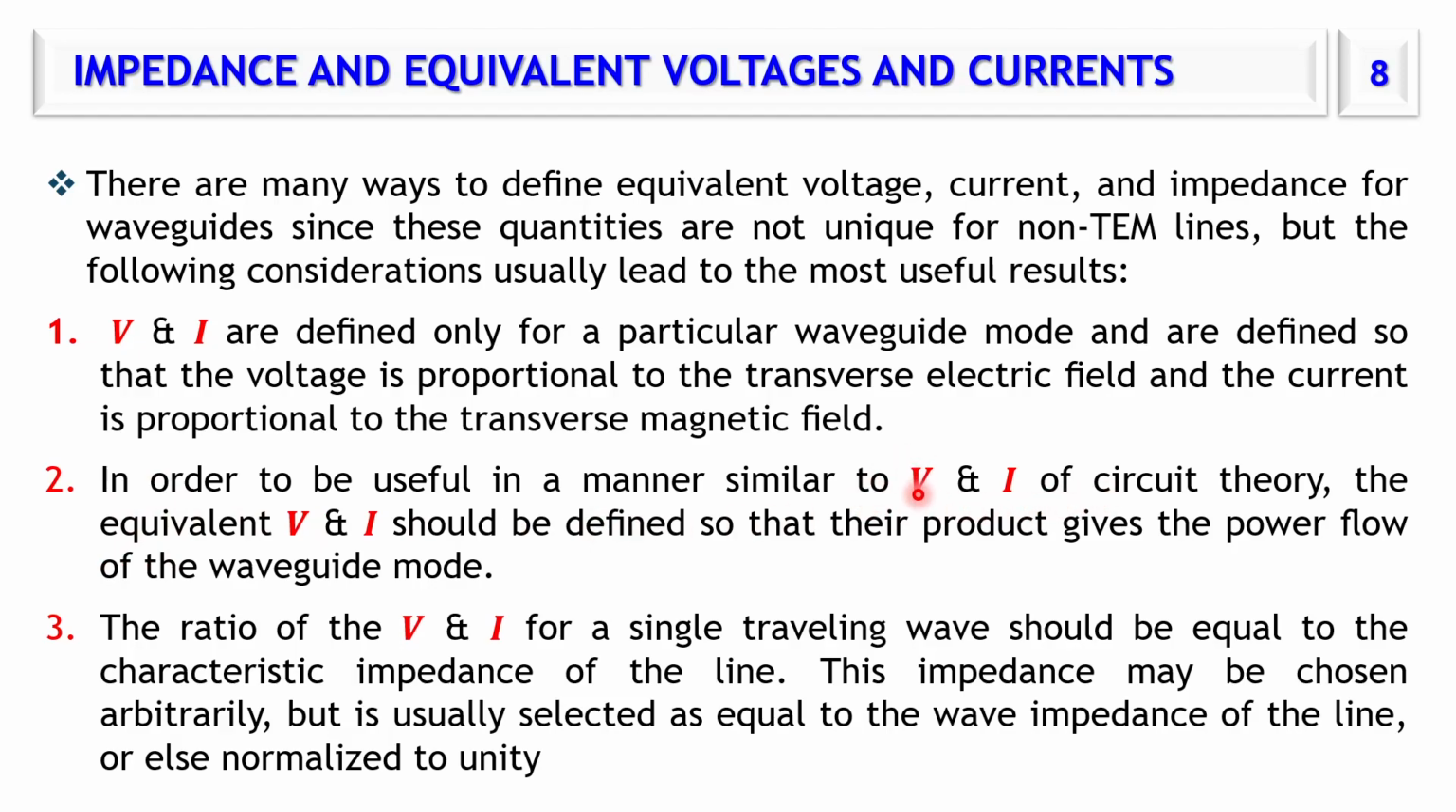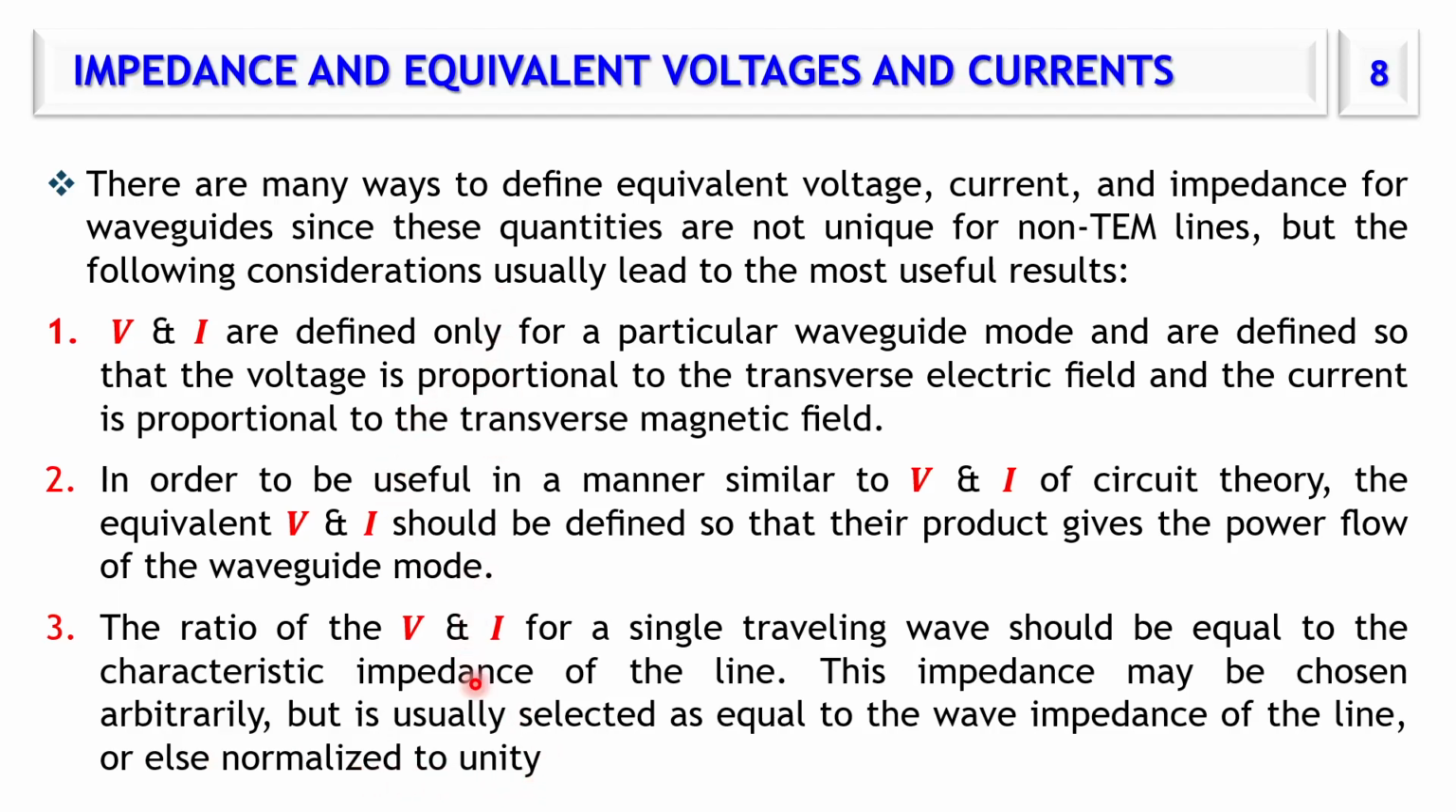Also, the voltage and current should be defined so that their product gives the power. So V I asterisk, the multiplication between the voltage and current, would give us the power flow of the waveguide mode. The ratio of voltage and current for a single traveling wave, single mode, should be equal to the characteristic impedance of the line. This impedance may be chosen arbitrarily, but many times we choose it to equal the wave impedance, or sometimes normalize it to unity.